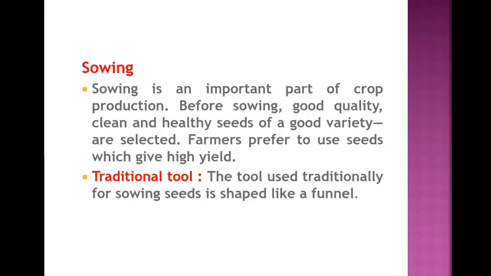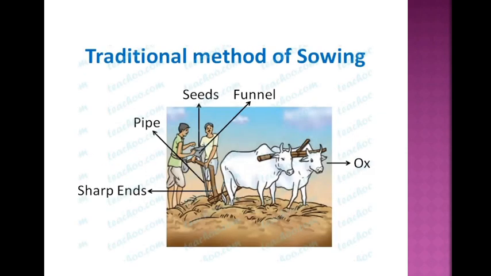And the next one is sowing. Sowing is one of the important parts of crop production. Before sowing, good quality, clean and healthy seeds of good variety are selected. Sowing means seeding. Mostly farmers prefer to use seeds which give high yield, meaning high production. The tool traditionally used for sowing seeds is shaped like a funnel. Just look at the image. This is the traditional method of sowing.